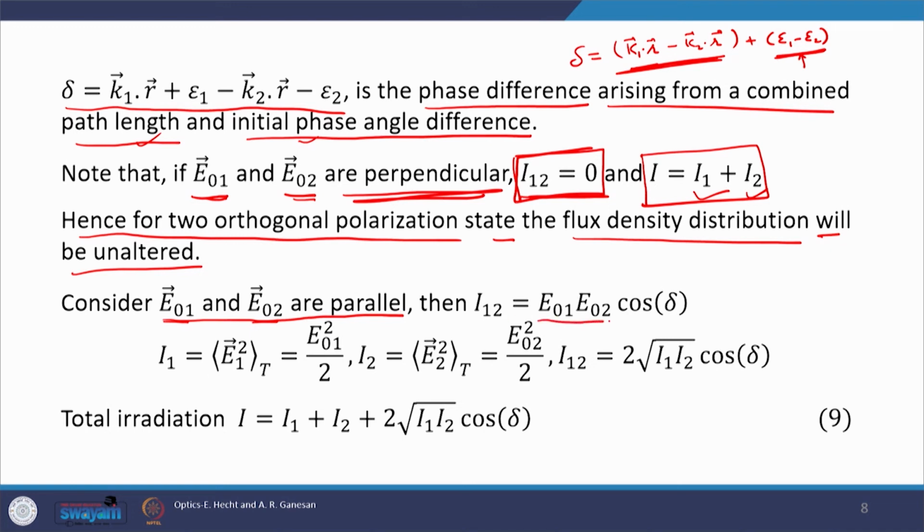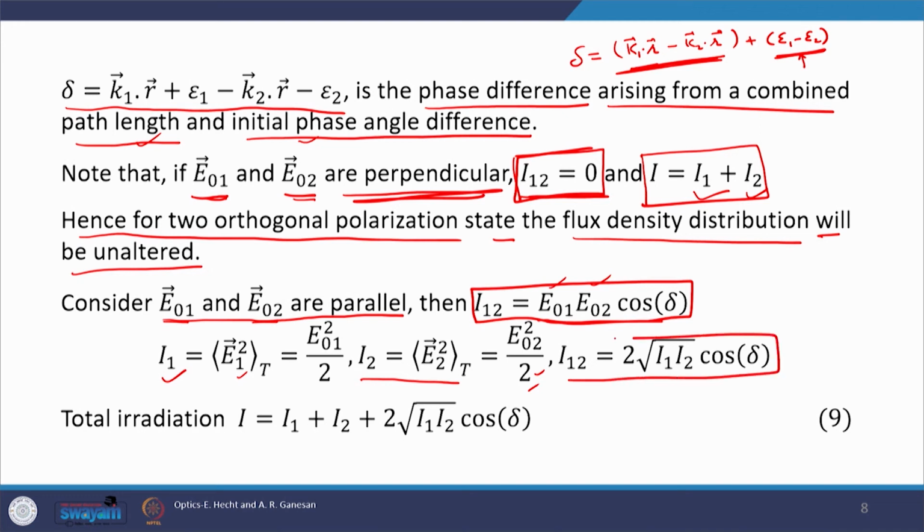We will have the maximum value out of the dot product now. The interference term would be equal to E naught 1 into E naught 2 into cos delta. In this particular case, I1 would be the time average of E1 square, which is equal to E naught 1 square by 2. Similarly, I2 is the time average of E2 square, which is again equal to magnitude of E naught 2 square by 2, and similarly we can define the interference term. Once these are known, the total irradiance will have this expression.